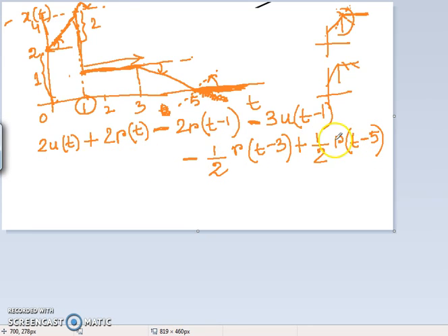So this will be your final expression of this functional figure. The mathematical expression of this functional figure.